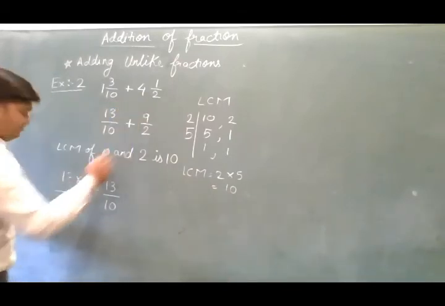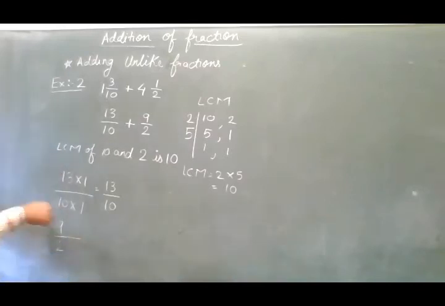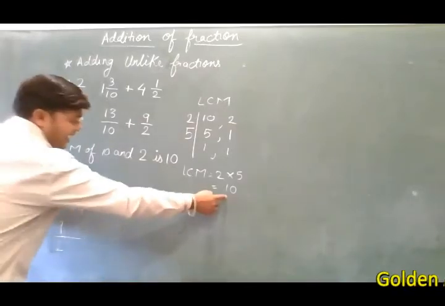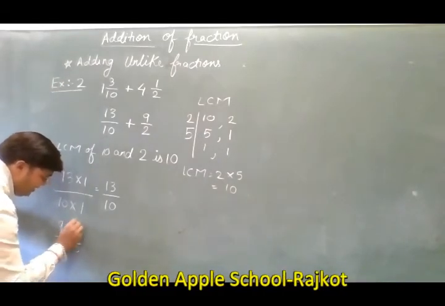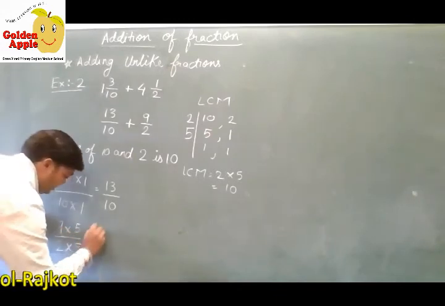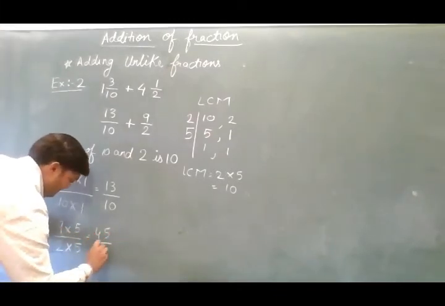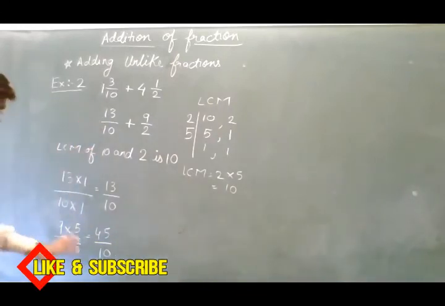Now we will take the next fraction, that is 9 upon 2. By which number should I multiply 2 to get 10 as a result? 2 5s are 10. And by the same number I am going to multiply the numerator also. 9 5s are 45, so 45 upon 10. So I have converted the unlike fractions into like fractions by making the denominators the same.